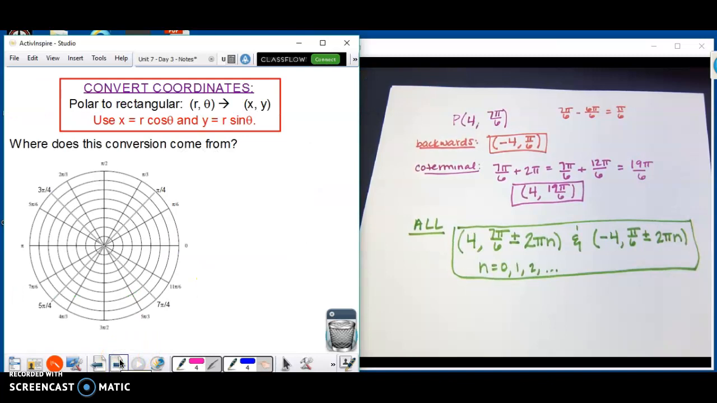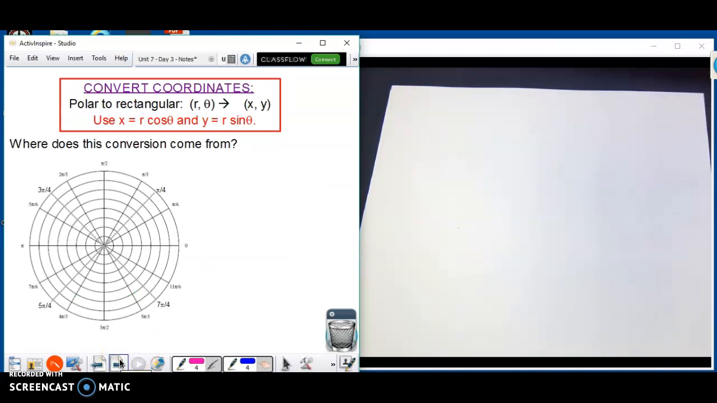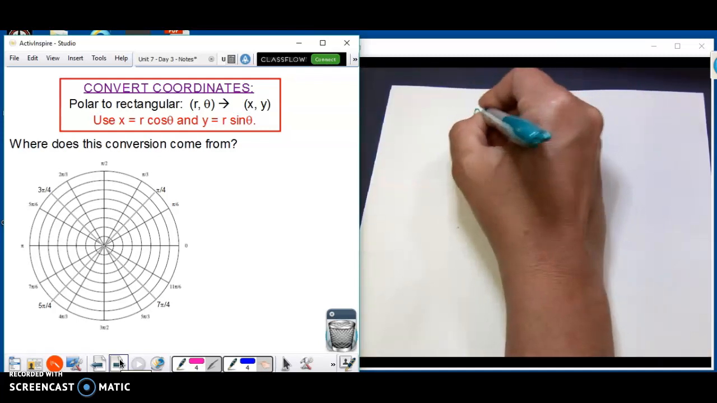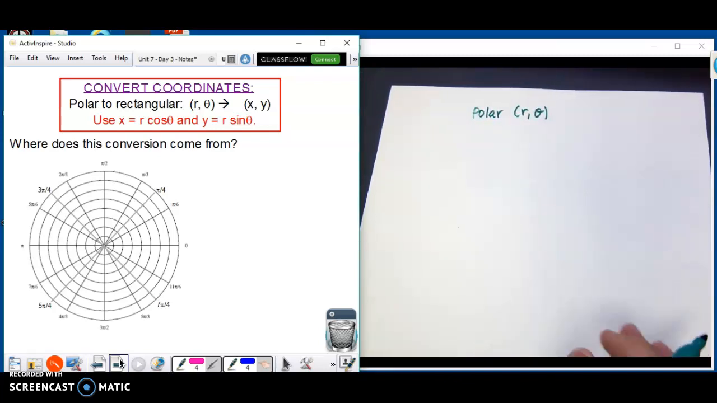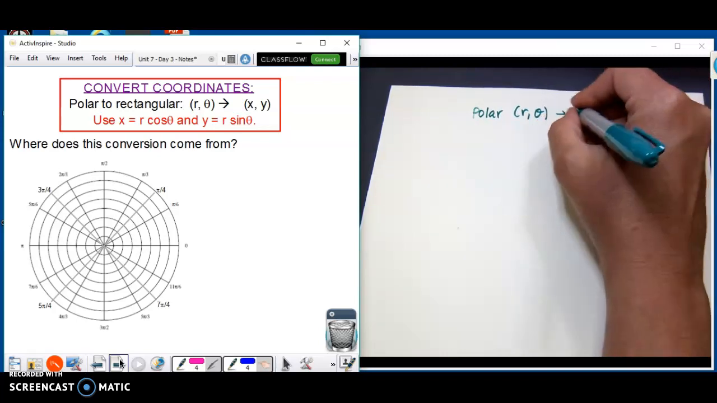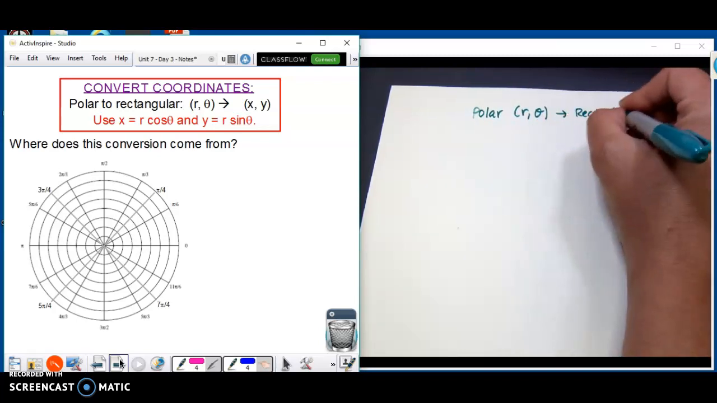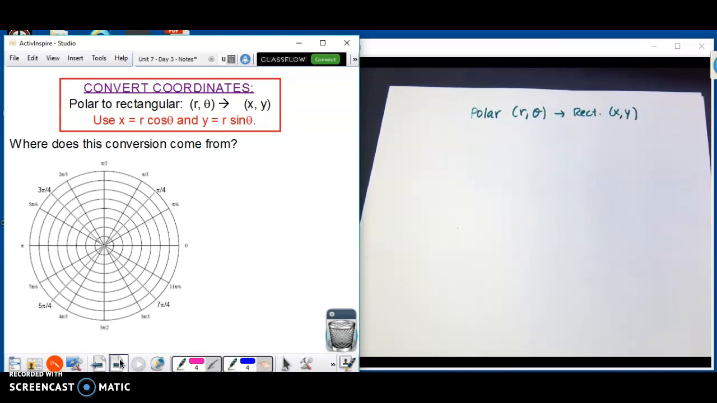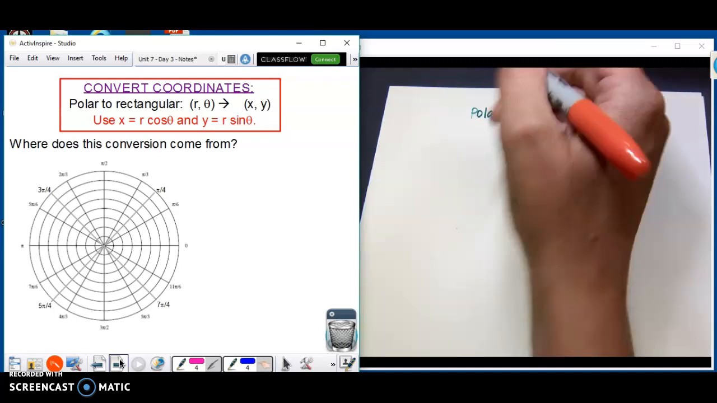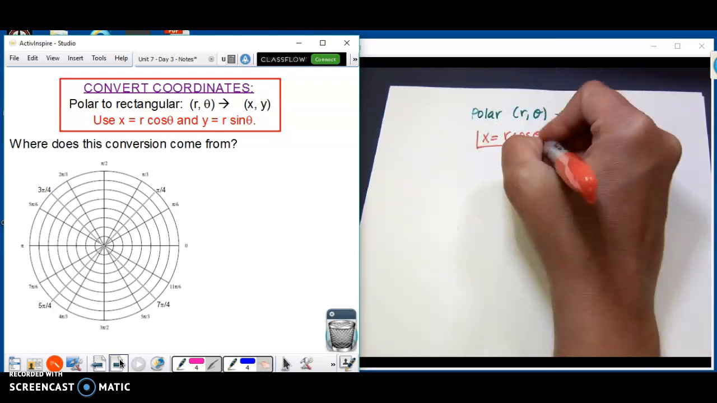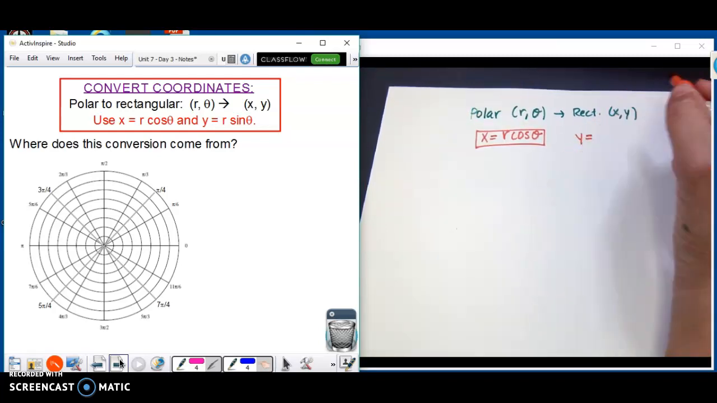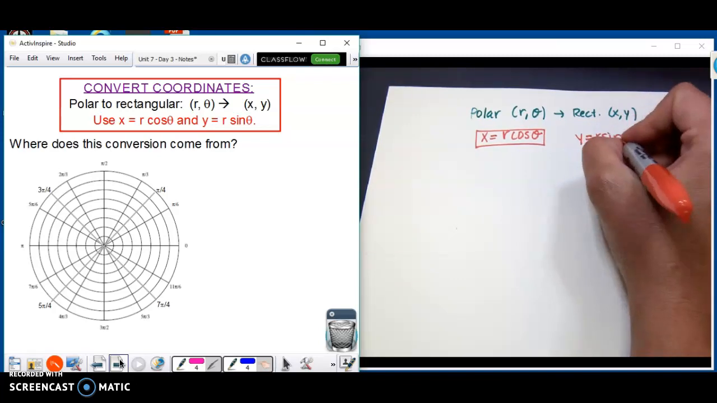Alright, so next thing we're going to be doing is converting polar to rectangular, and rectangular to polar. The polar points are in the form (r, θ), and if we want to change them to rectangular, rectangular points are in the form (x, y). So there are some formulas that we're going to use for this. The first formula is x equals r cosine θ. And the other formula is y equals r sine θ.